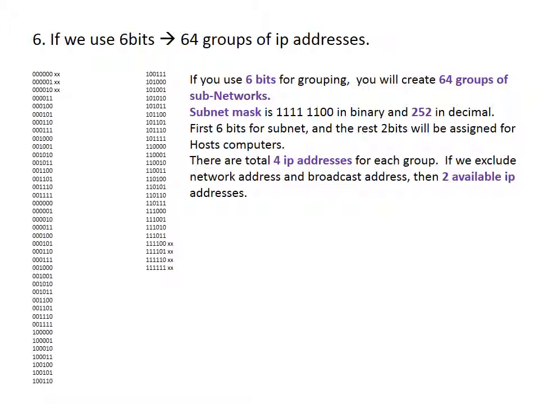If you use 6 bits for grouping, you will create 64 groups of subnetworks. Subnet mask is 11111100 in binary and 252 in decimal. The first 6 bits are for subnet, and the remaining 2 bits will be assigned for hosts' computers. There are a total of 4 IP addresses for each group. If we exclude the network address and broadcast address, then there are 2 available IP addresses.